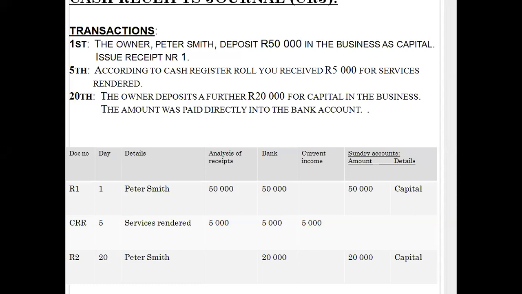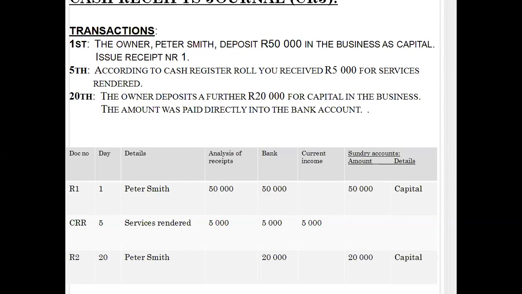If we start with the first column, that is your document number column. That is your source document and the number. So it's receipt number 1, and you see we use an R for receipt. Day: on which day did the transaction happen? On the 1st. Details: you look out for the name of a person, and the name of the person is Peter Smith. The amount, 50,000 Rand. And they say it was deposited not directly in the bank, it was at the business.